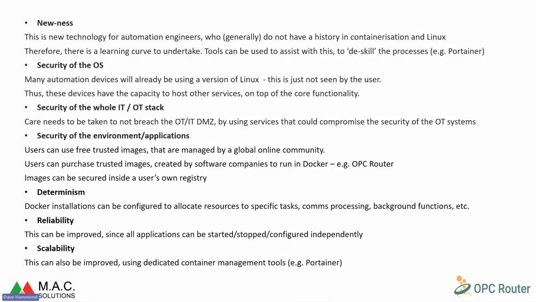When it comes to the images themselves, as I mentioned, OPC Router have created a Docker image in exactly the same way as they would create a Windows exe for install. And once you have those images, those are trusted images and they can't be changed. If you're using some of the free trusted images on some of the Docker forums, I think there's one called Docker Hub, then obviously it's down to you how you feel about using those.